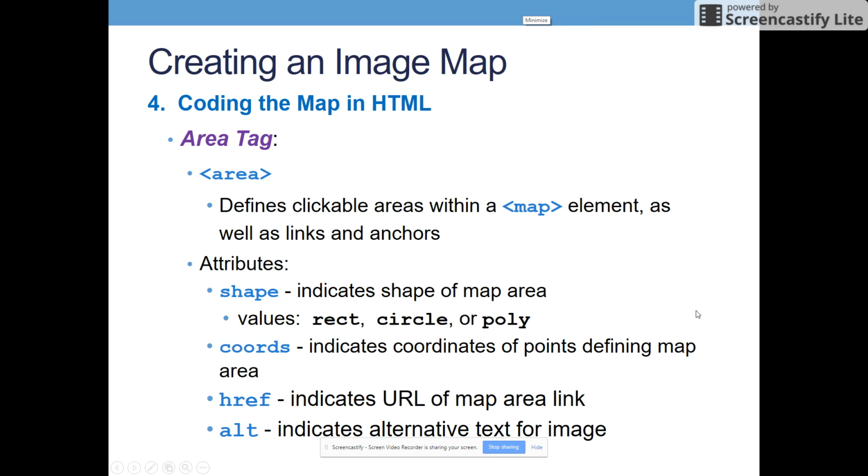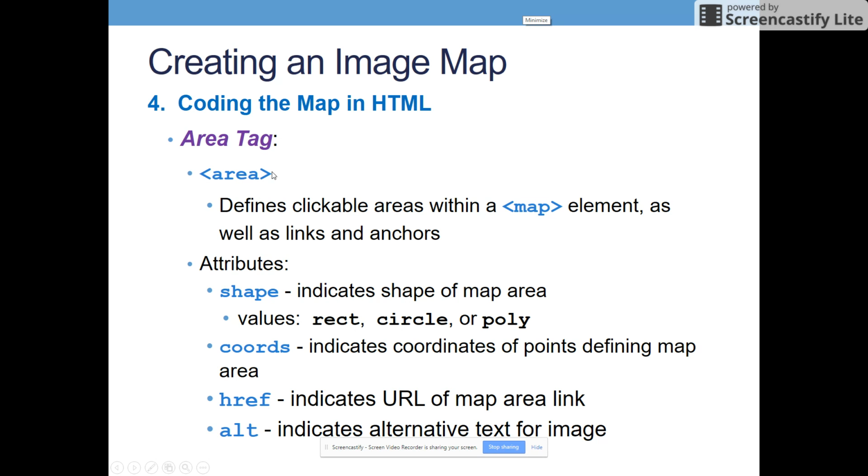So the second tag that you'll need in every image map is called the area tag. And something to note here is that the area tag only has an opening tag. So where the map had an open and a close, every area tag is just one singular tag that opens up. And what this area tag does is it defines those clickable areas within that image map. So essentially it creates links and anchors using that area tag. And it has four main attributes.